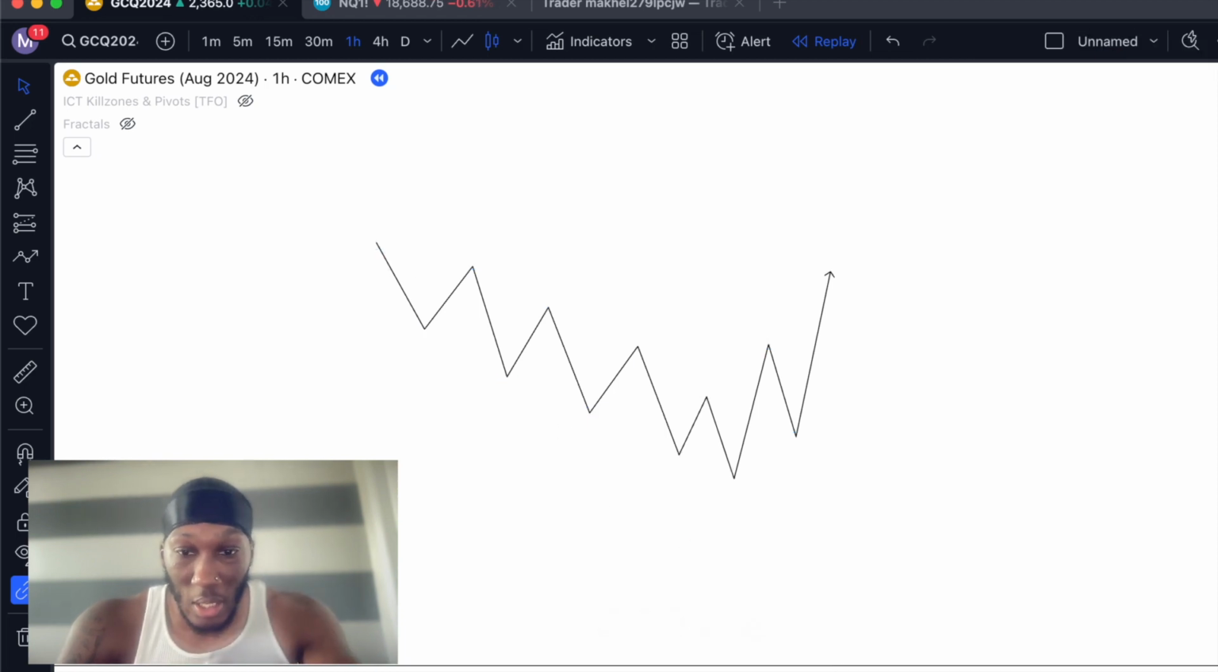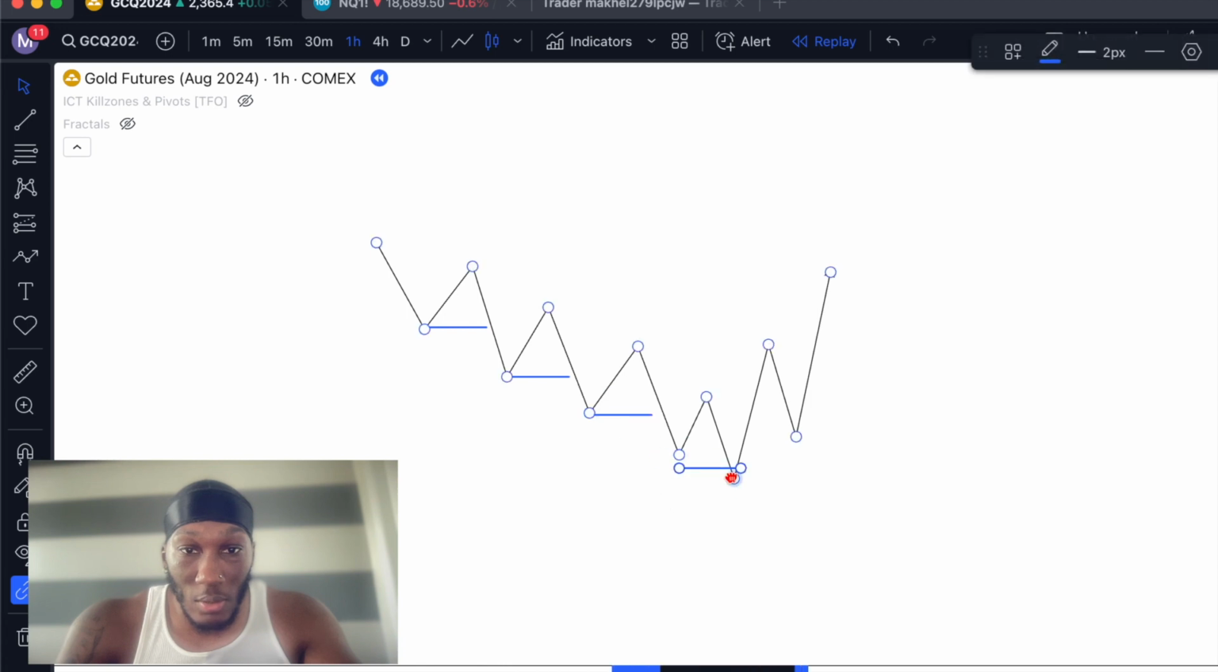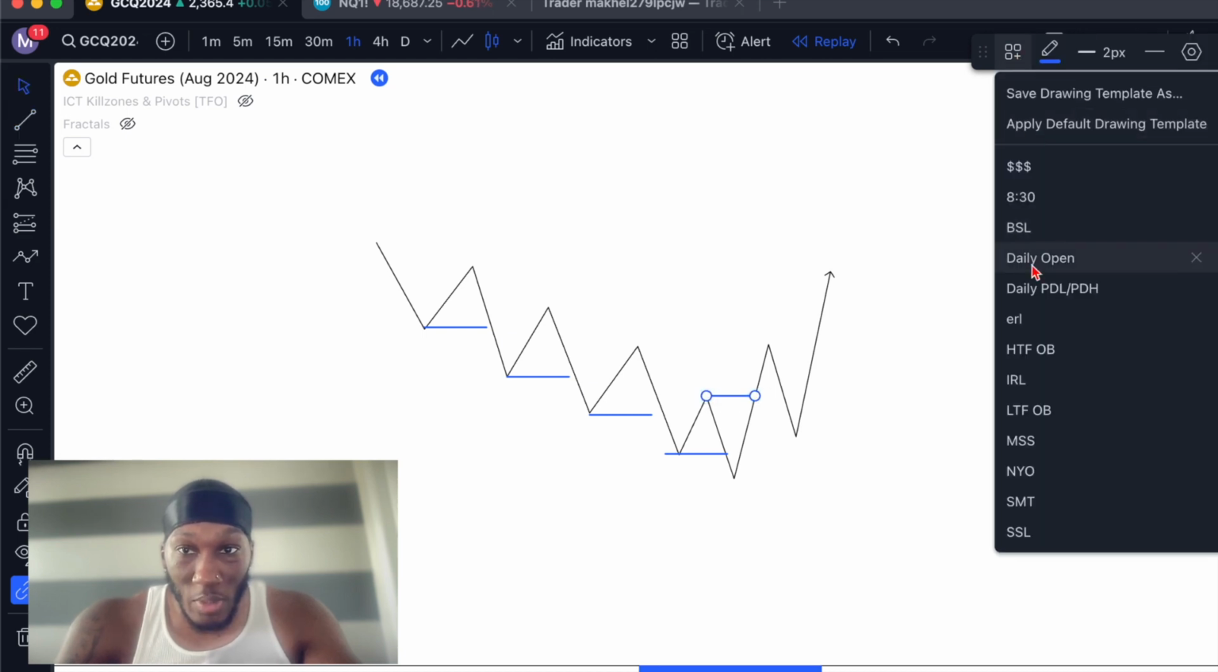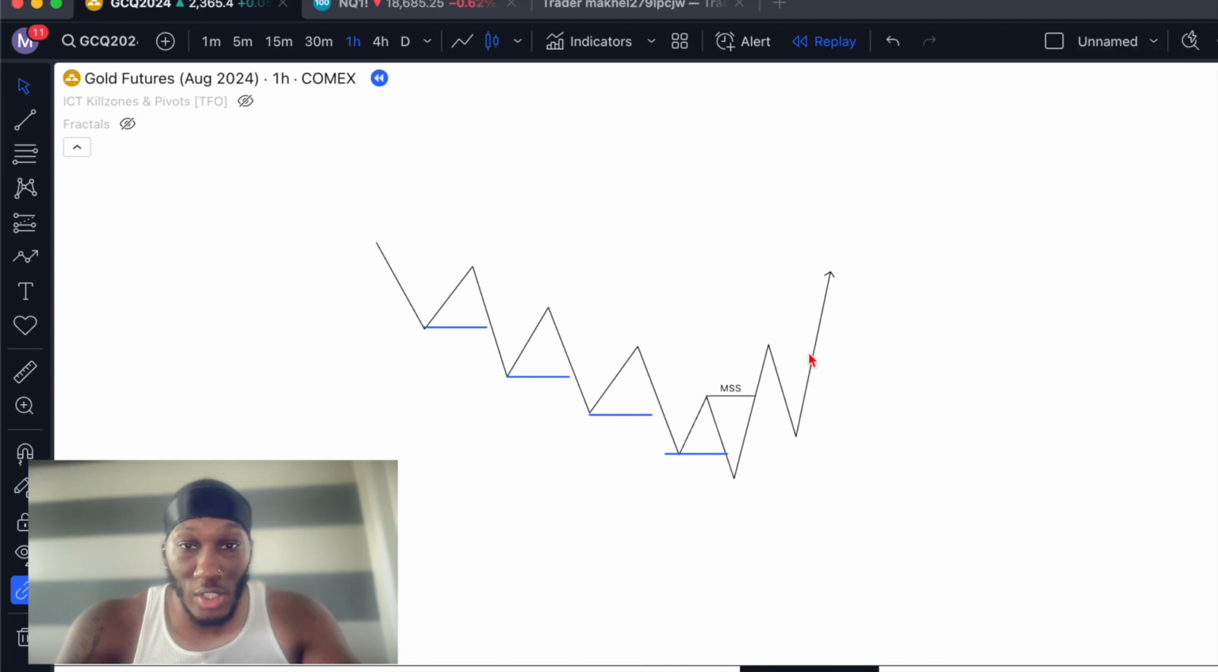So this is how this works. If you can see here, all of these lows are being disrespected. This low, disrespected. This low, disrespected. This low, disrespected. Then you have this here. So essentially this would be considered a market structure shift. So this is the ideal market maker buy model right here.